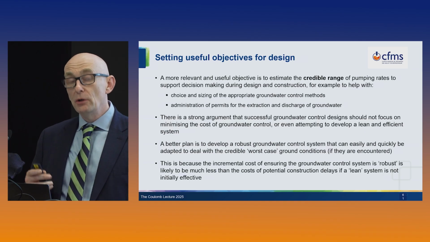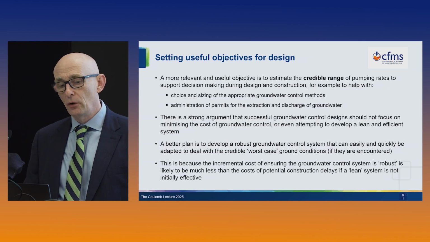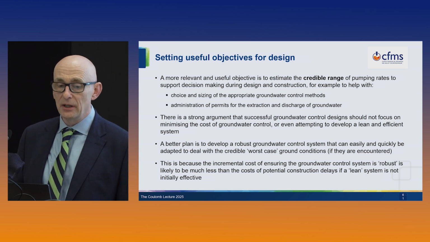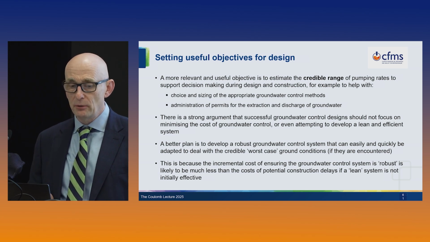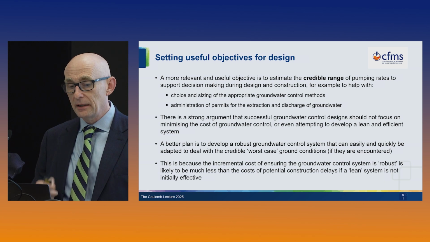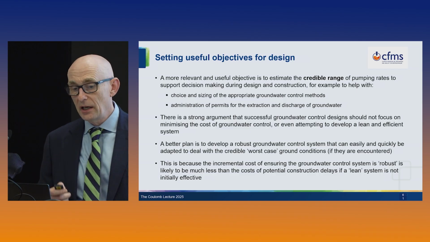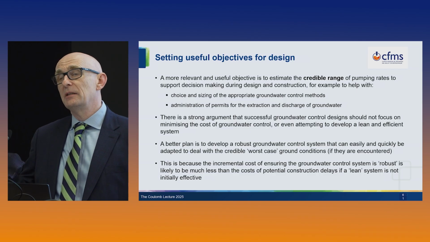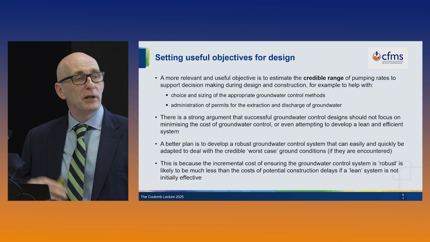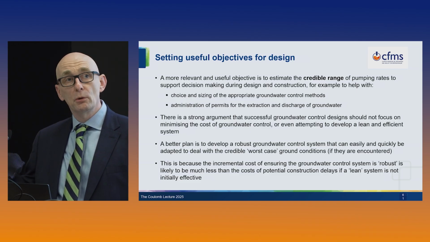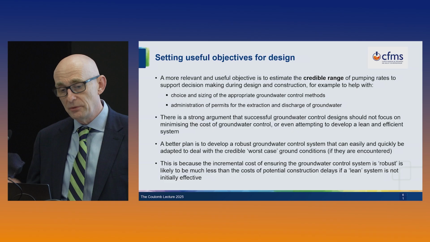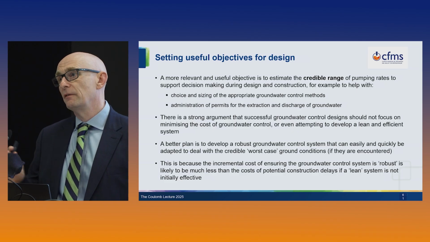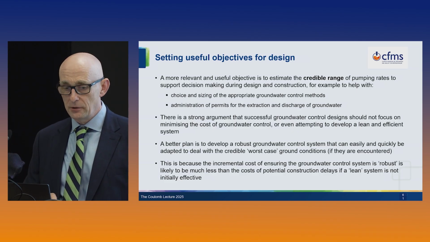So I think a more useful set of objectives for design of ground control systems is to estimate the credible range of pumping rates to support decision making, to help you with the choice and sizing of appropriate methods. Also, one thing I'm not mentioning in detail is that in many cases you need to apply for permission from the environmental regulatory bodies, from local government for example, to pump water and discharge water, so you need estimates of flow rates to apply for those permissions.